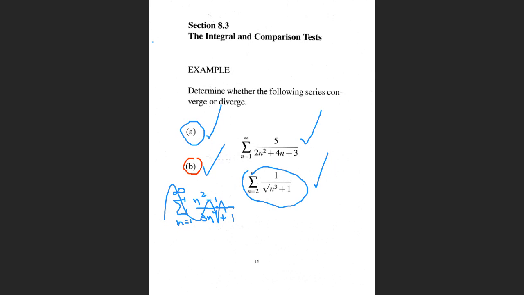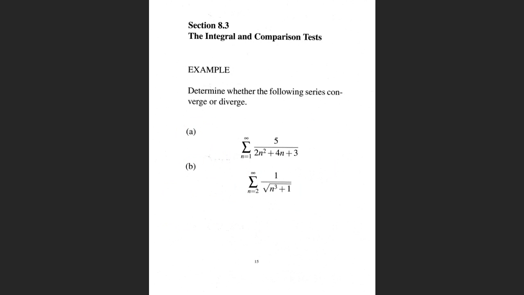Okay, so let me just clear this here. Notice the series starts at n equals 2 instead of n equals 1, but that's okay, because what determines the convergence or divergence of a series is how the terms of the series behave as you look at terms further into the series.